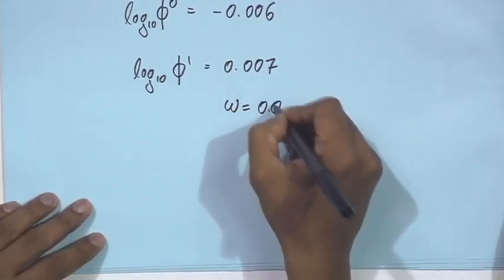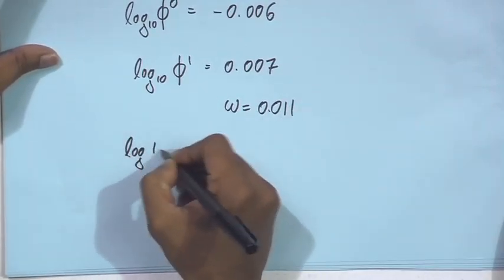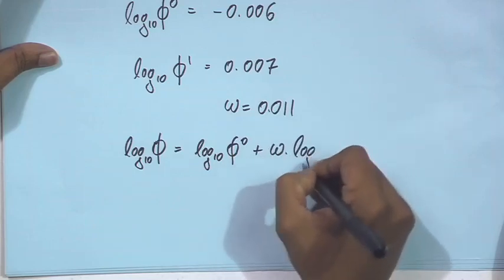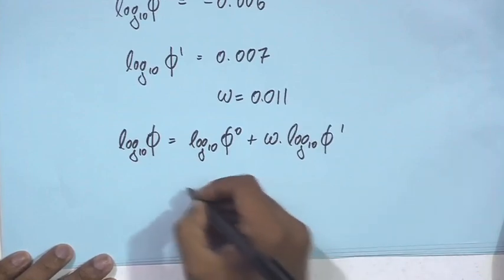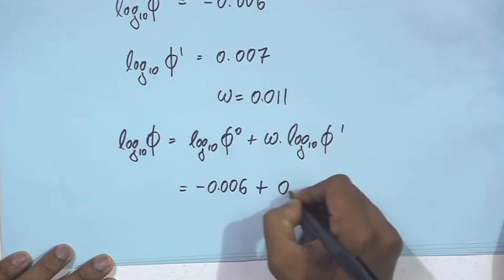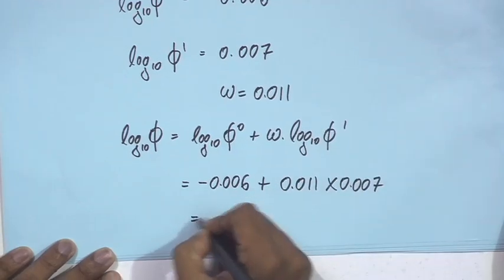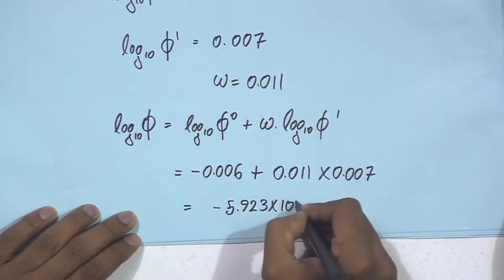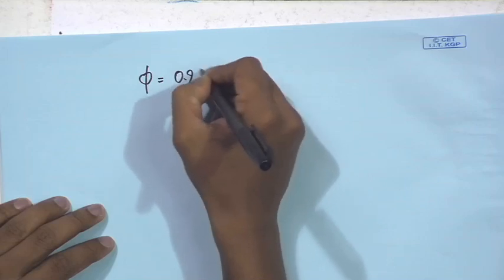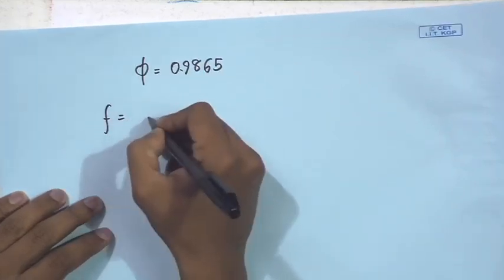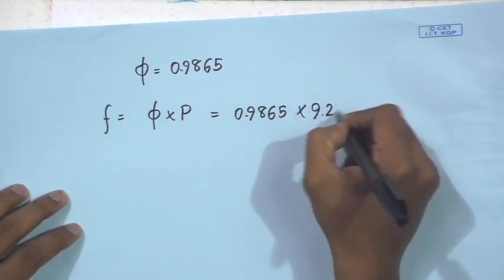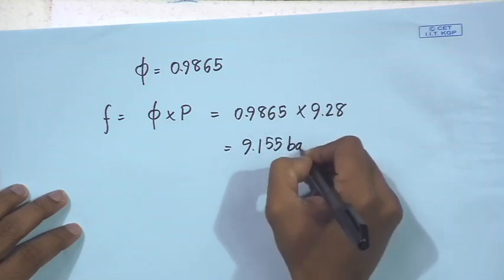We know the value of eccentric factor. So log phi, and we get the final value of log phi as minus 5.923 into 10 raised to minus 3. We take the antilog, so we get the value of phi as 0.9865, and we find out the fugacity as phi into p as we did in the last problem, and that is 0.9865 into 9.28 is equal to 9.155 bar. That's the value that we got.